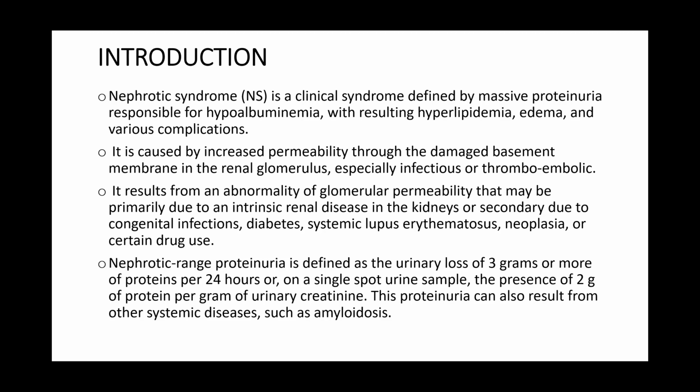usage. Nephrotic range proteinuria is defined as a urinary loss of 3 grams or more of proteins per 24 hours or a single spot urine sample showing the presence of 2 grams of protein, UPCR ratio of more than 2, and this proteinuria can also result from other systemic diseases such as amyloidosis.